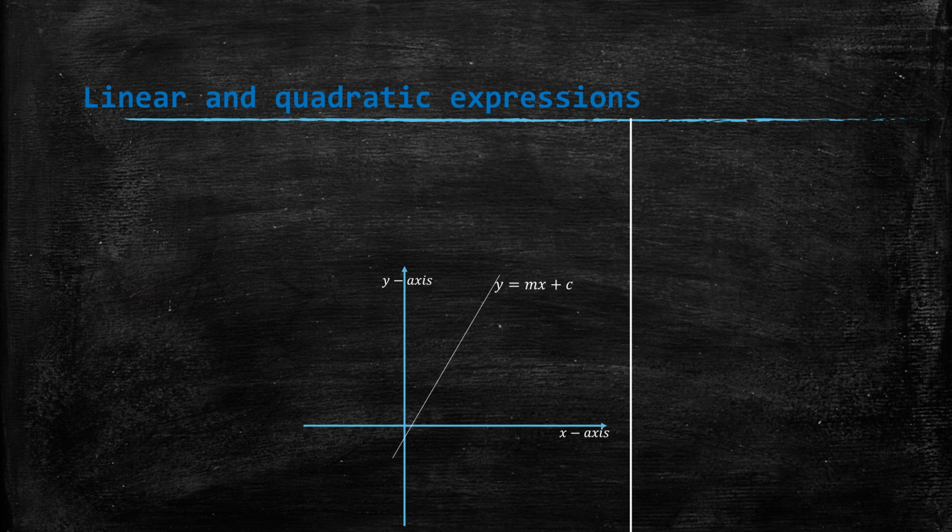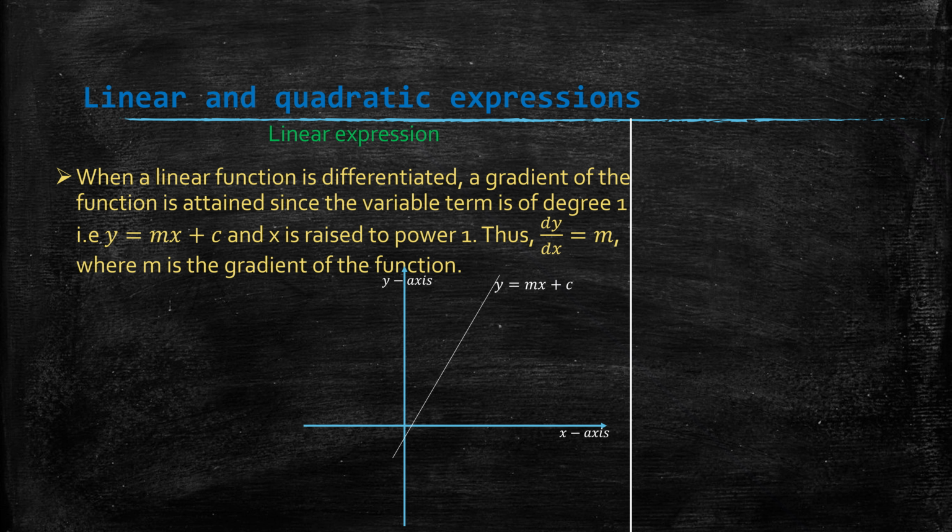At this point, we are going to go through our very first functions, which are the linear and the quadratic expressions. Let us begin with the linear expression. When we differentiate a linear expression, like here they are saying that when a linear function is differentiated, the gradient of the function is attained since the variable term is of degree 1.